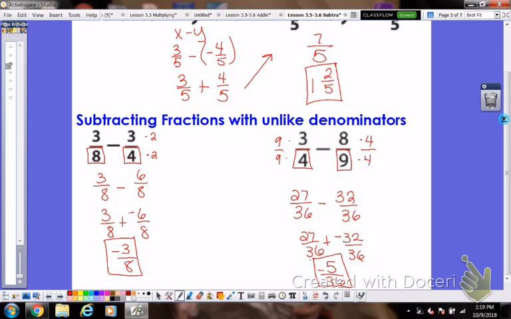So as you see here, if you can't see a smaller number, like we did over here where 8 and 4 go together, you can always just cross these. Take whatever this denominator is, multiply top and bottom over here. Whatever this denominator is, multiply top and bottom over here. That will always work. You just might have extra simplifying at the end, which again is fine.